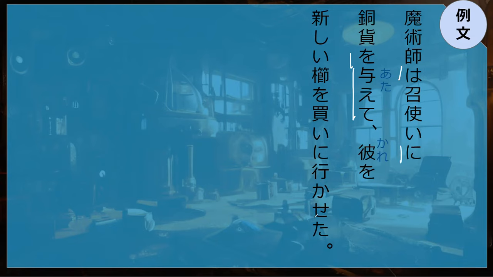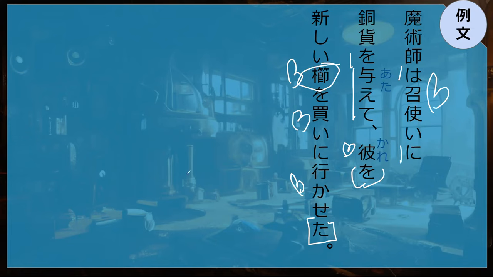So the magician gave money to the servant, let him go buy new clothes. No, a new comb. Let him go buy a new comb.